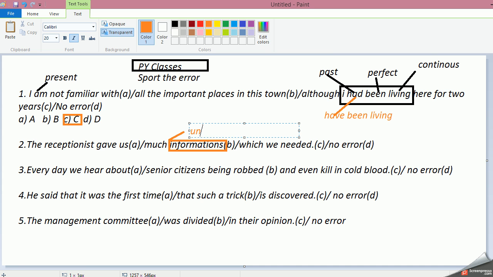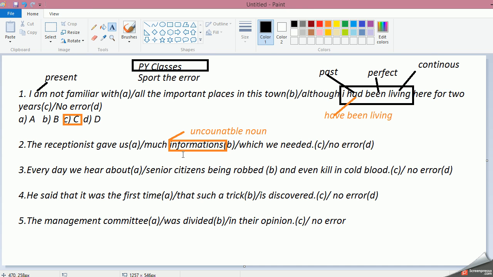Uncountable noun. You cannot make a plural of information. So the correct sentence is, see, I'm writing here: instead of this informations, you have to write information.